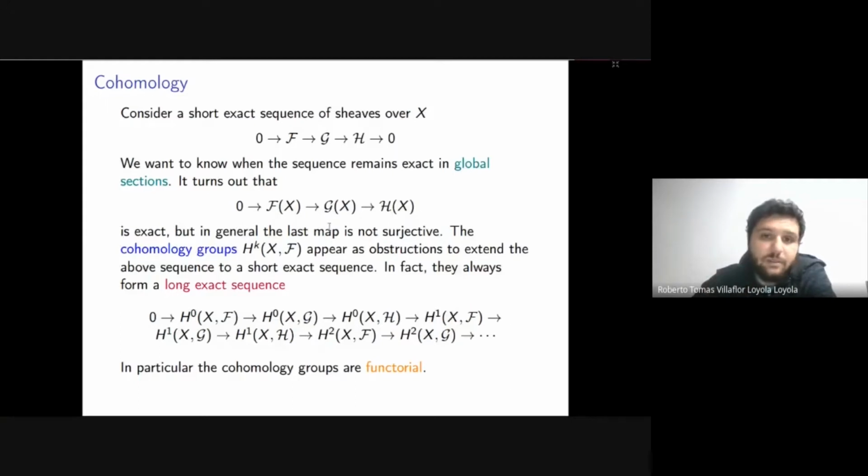Moreover, these cohomology groups will be functorial in the sense that for every morphism of sheaves, we will have a corresponding morphism of cohomology groups for every K. So let us now introduce an explicit definition of these cohomology groups.